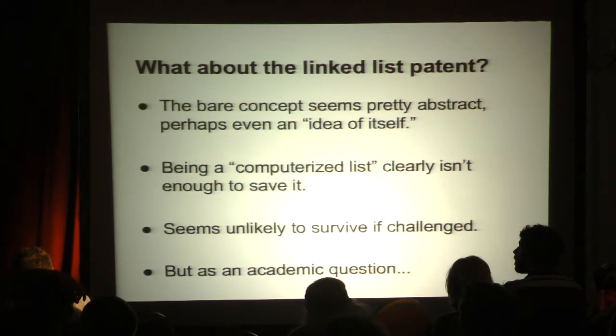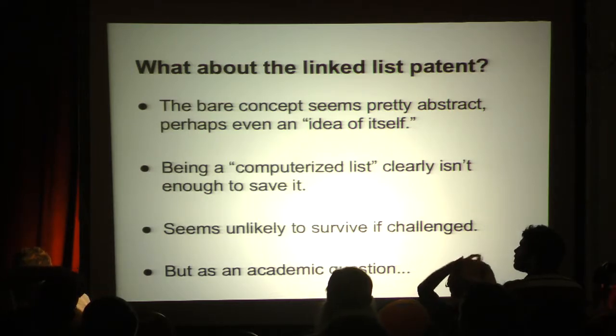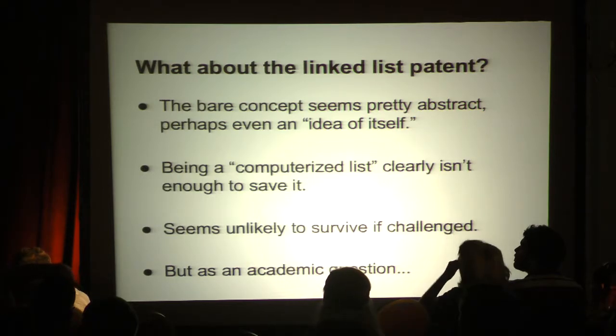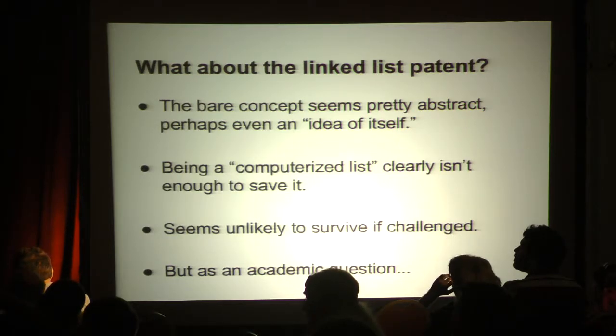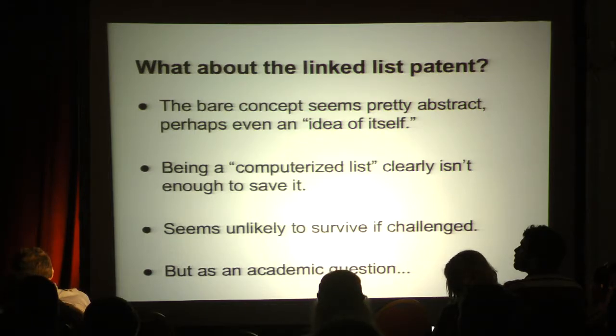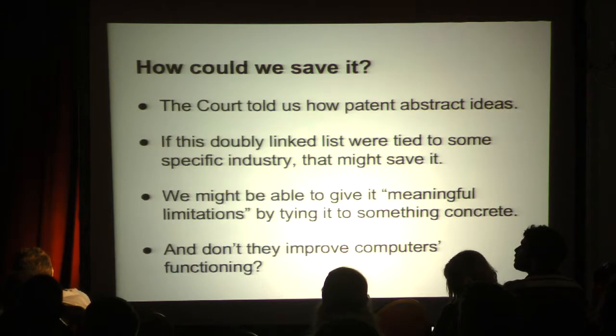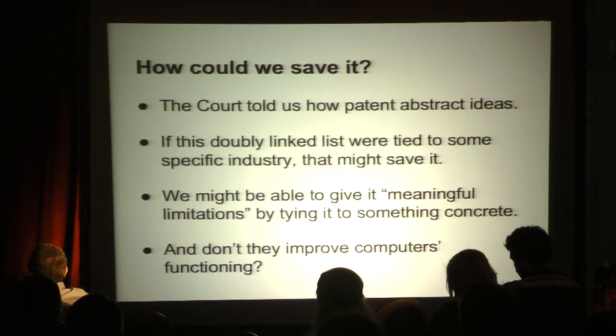But taking all of this and taking it back to our example of the linked list patent, again, I think it's pretty clear that this is an abstract idea. There's nothing here. And the court was clear that just being a computerized list is not going to cut it. But as an academic question, if we wanted to save that doubly linked list patent, if we had come up with our own brand new doubly linked list, since apparently those having happened before doesn't bar patenting them, how would you do that?